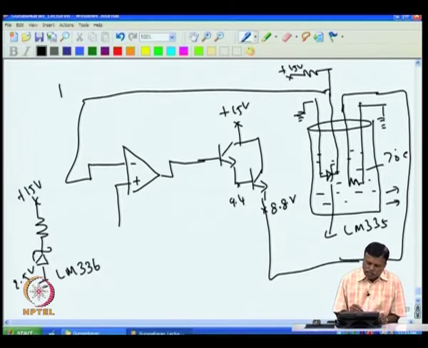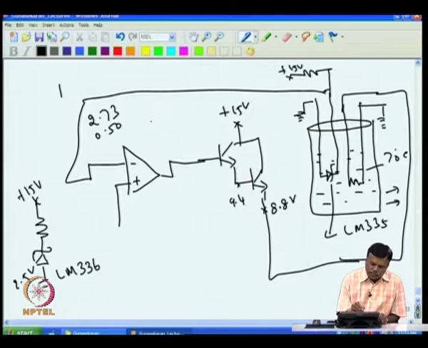Now, if I want 70 degrees, I know that this will give me 2.73 plus 0.5, that gives me 3.23 volts. So, at 70 degrees it will give me 3.23 volt, and at room temperature it will give me 2.98. That means when the temperature is lower than 70 degrees, it should heat up.